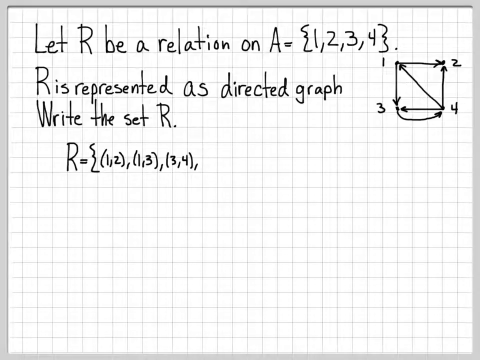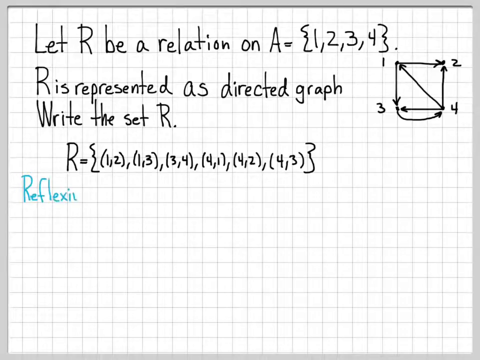And then node 4. There are lots of ways that I can start at 4 and go somewhere else. I can go from 4 to 1. I can go from 4 to 2. And I can go from 4 to 3. So all of those are elements of the relation R. So looking at the directed graph, we have written down the relation R. So we're done with that.